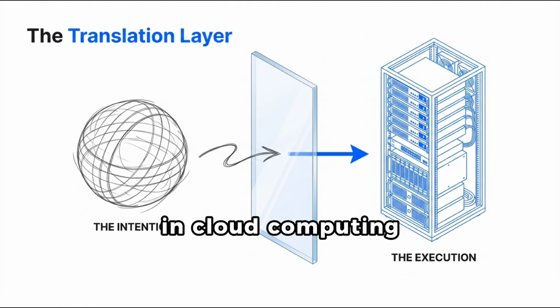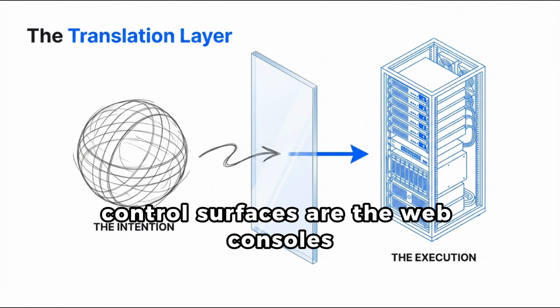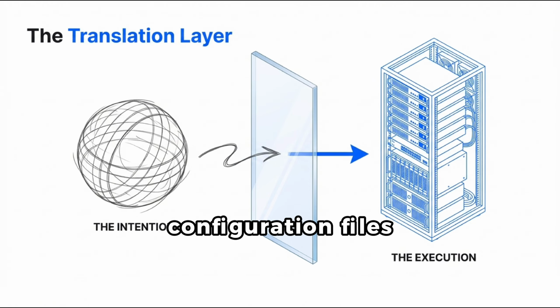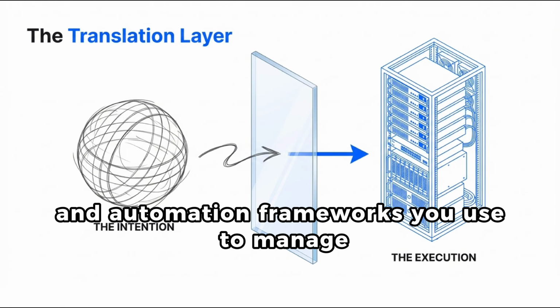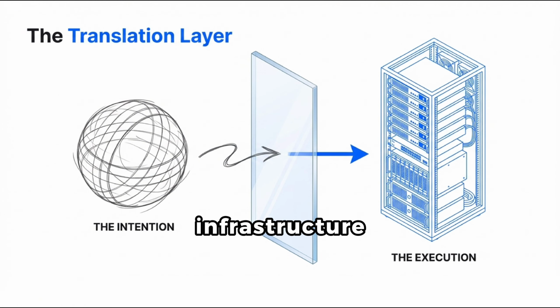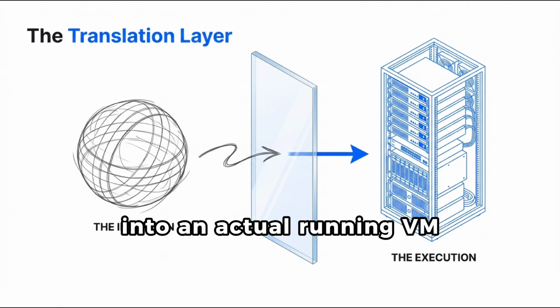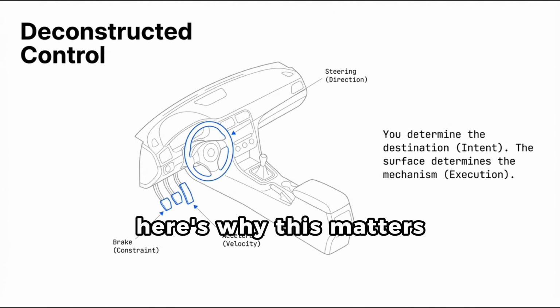In cloud computing, control surfaces are the web consoles, APIs, command line tools, configuration files, and automation frameworks you use to manage infrastructure. They're how you translate "I want a virtual machine with these specifications in this region" into an actual running VM. Here's why this matters.